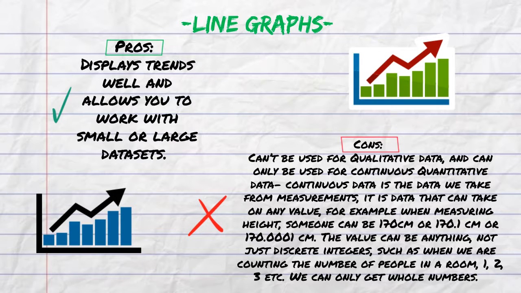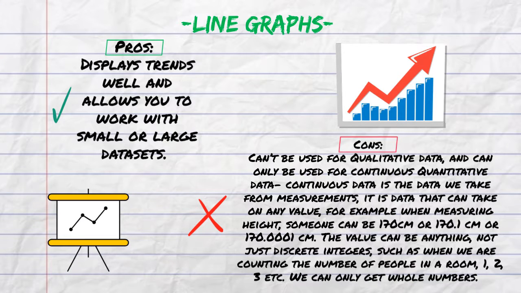Continuous data is the data we take from measurements. It's data that can take on any value. For example, when measuring height, someone can either be 170 centimetres or 170.1 centimetres or 170.0001 centimetres. The value can be anything, not just discrete integers, such as when we are counting the number of people in a room, 1, 2, 3, etc. We can only get whole numbers.